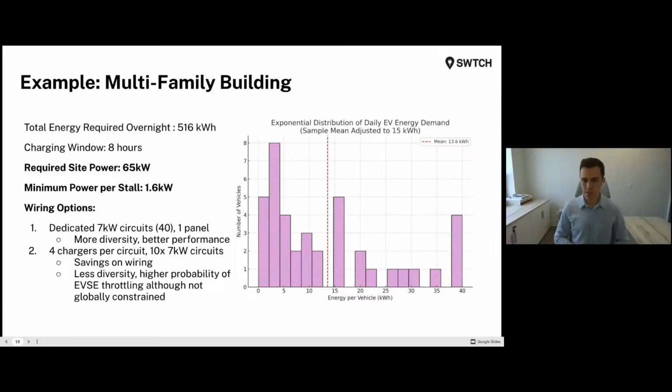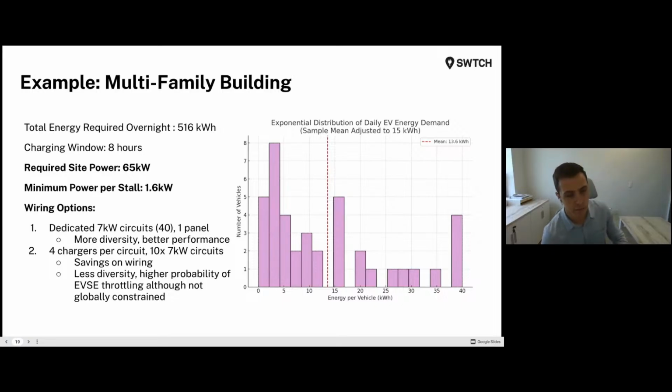And so practically speaking, for the engineers on the call or the people on the electrical side, how do we wire this? And what variables do we have to play with? If we look at the ways we can wire each 7 kilowatt, 40 amp charger, we can do it one of two ways. We can give each of the 40 chargers a 7 kilowatt, 40 amp circuit, all coming back to 1 or 2 panels.